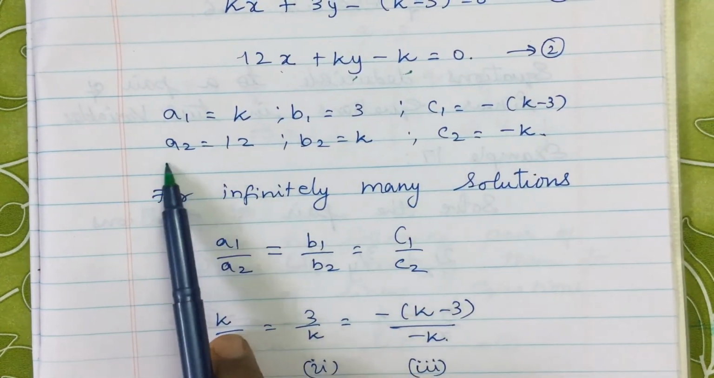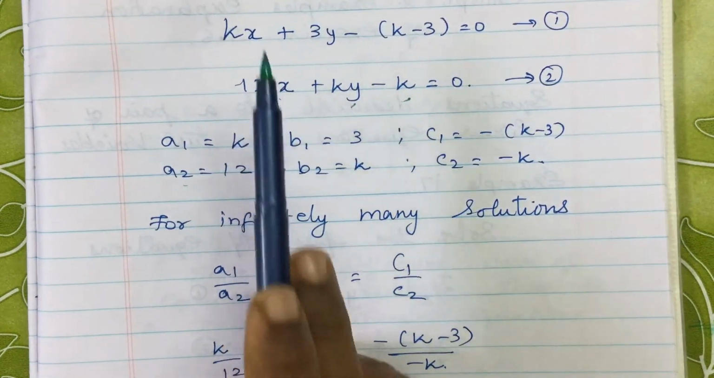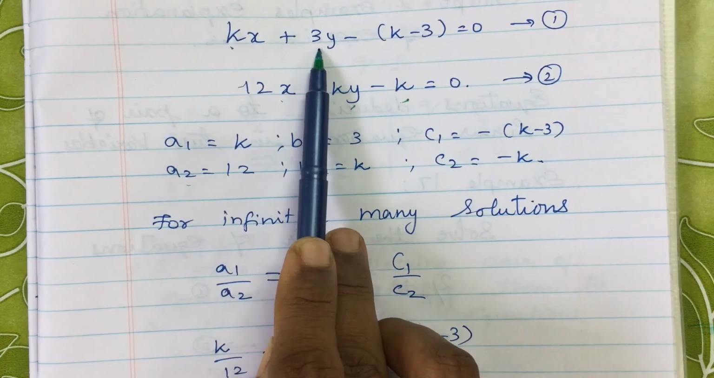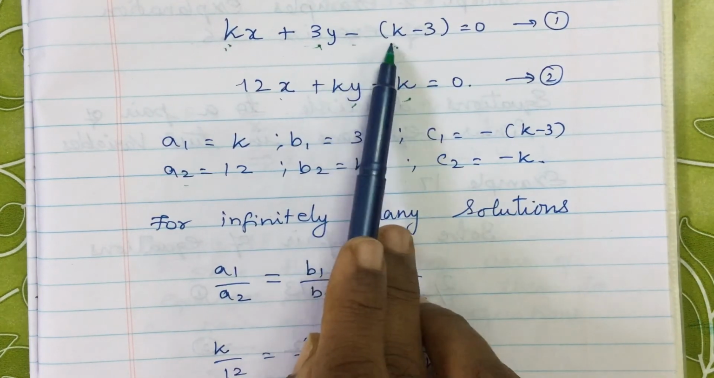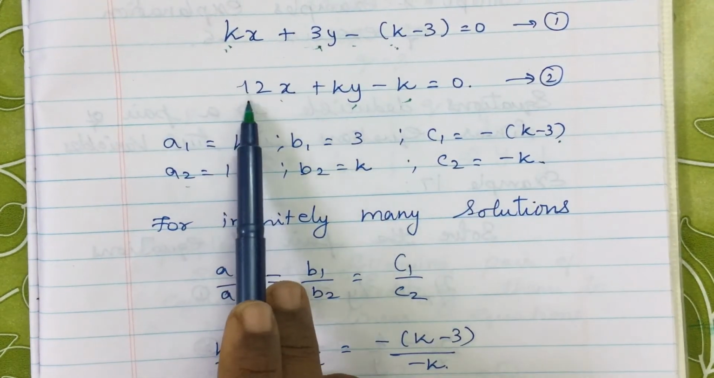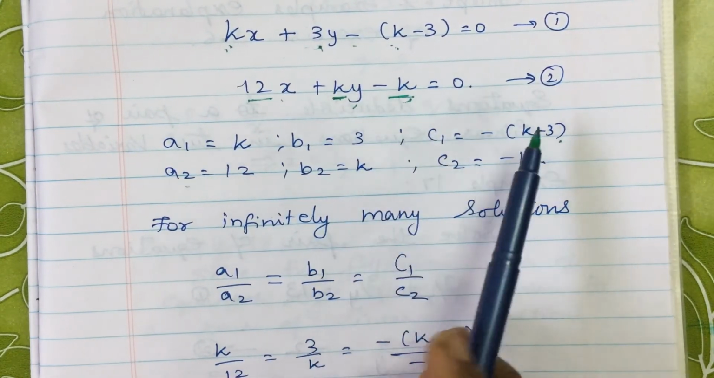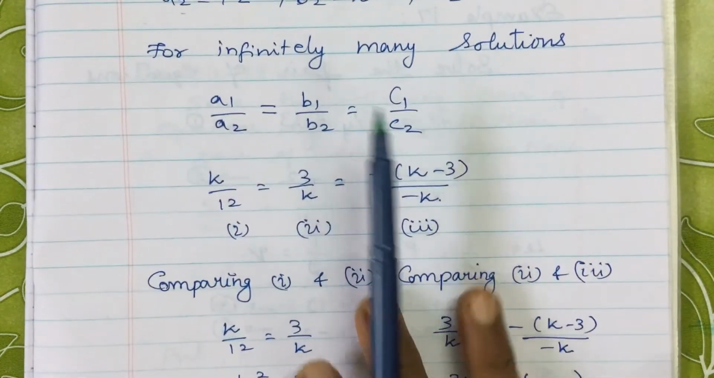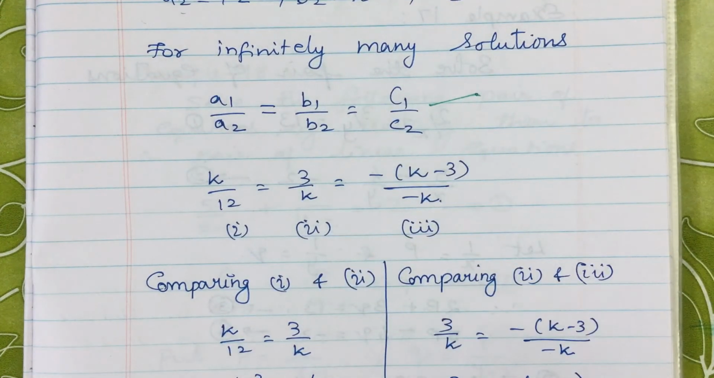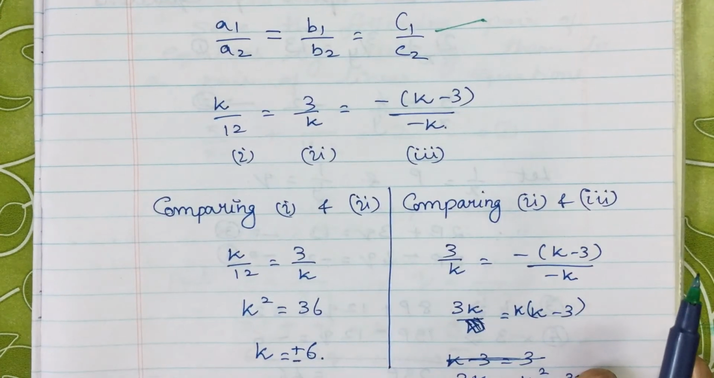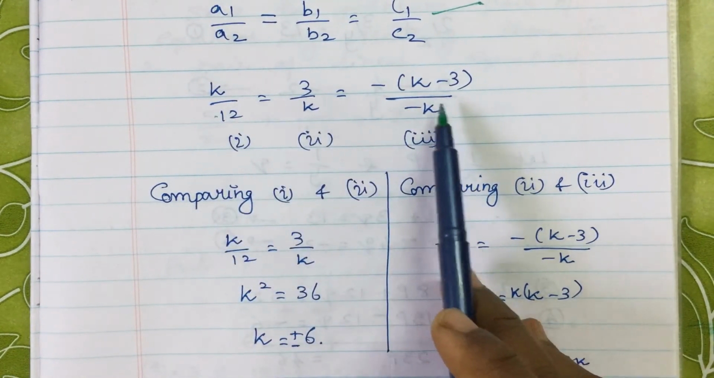So I am writing what is a1, what is b1, what is c1. Comparing with your generalized equations, a1 is k, b1 is 3, and c1 is minus (k minus 3). Similarly here, a2 is 12, b2 is k, and c2 is minus k. So I have written all those things here. Then I have written the condition for infinitely many solutions, and simply substituted a1, b1, c1, a2, b2, c2. So I am getting a setup like this.